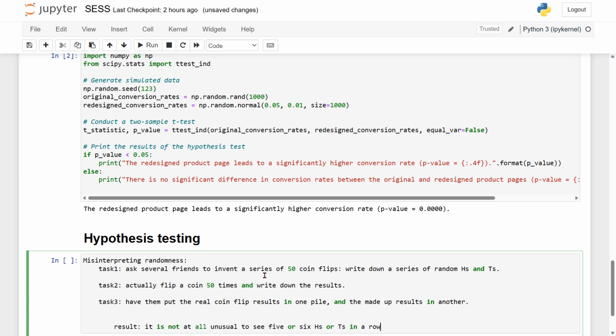So we are not sure about randomness. We misinterpret randomness. That is the reason we use hypothesis testing, to check this. The purpose is to help you learn whether random chance might be responsible for an observed effect or not. That's the main purpose of hypothesis testing.